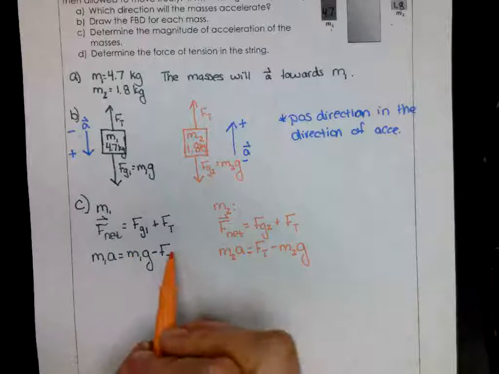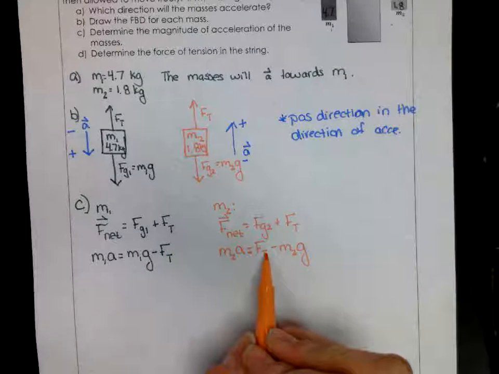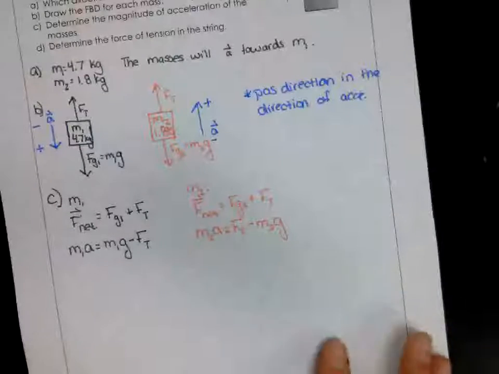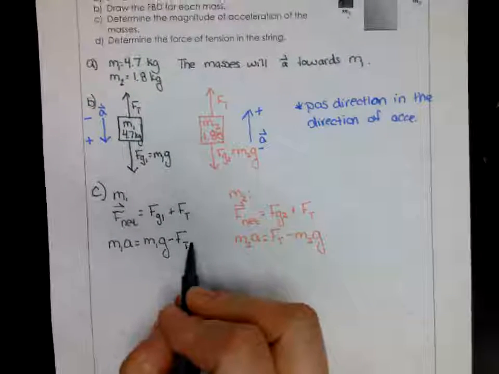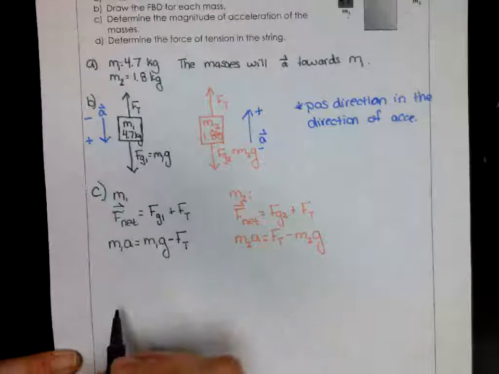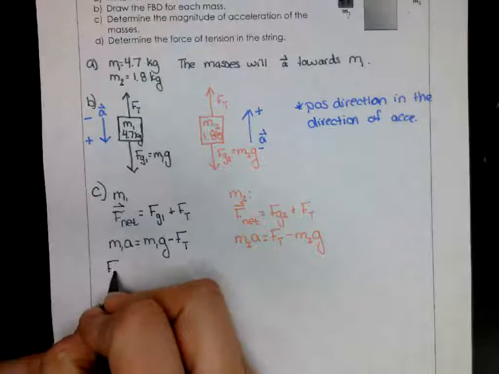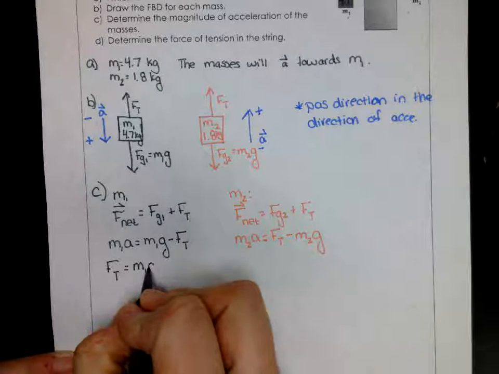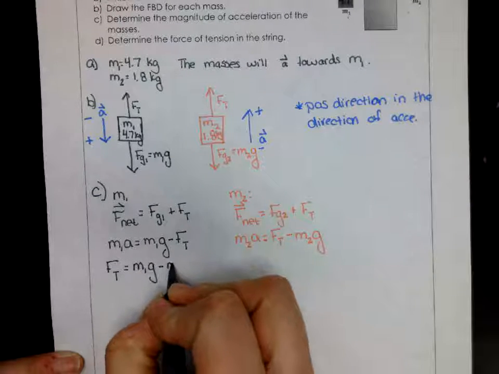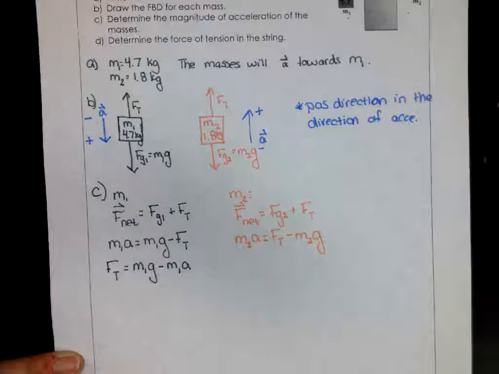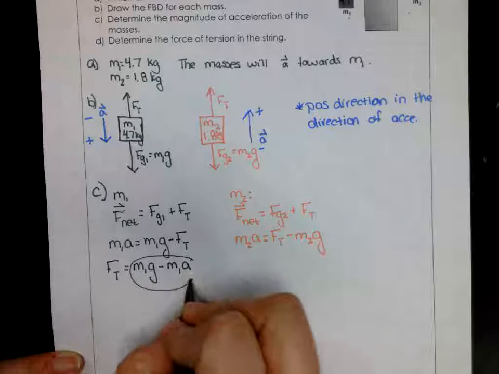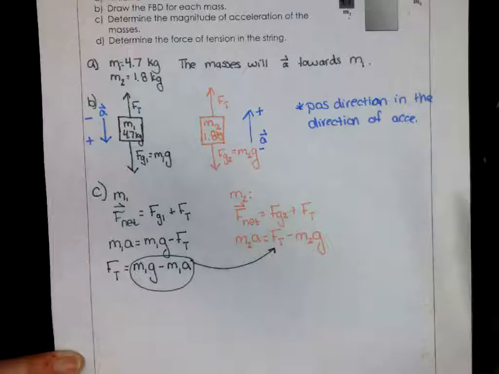But I notice that both of them have this force of tension. So what I'm going to do is solve one of these for force of tension, and I want to get rid of this negative force of tension here. So I'm going to solve this one for force of tension. The force of tension is equal to mass 1 gravity minus mass 1 acceleration. Now I can take this part and plug it in here.